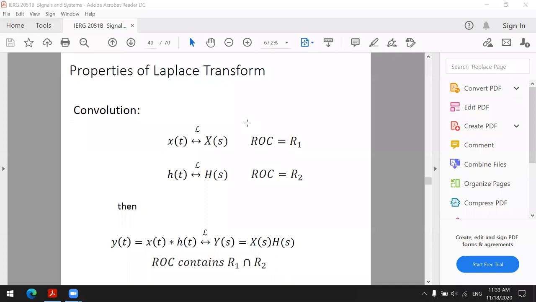And then we learned the convolution property. Basically, if we have two signals convolved in the time domain, then their Laplace transform is just a multiplication of their respective Laplace transforms, and the ROC of the new signal, again, contains R1 intersecting R2. And this property laid a foundation for the application of Laplace transform to the LTI system, which we will learn in this lecture.